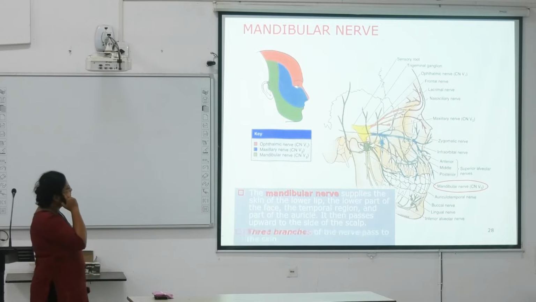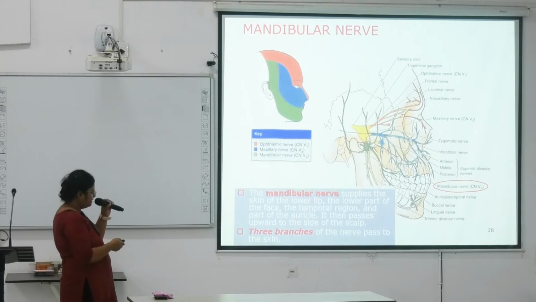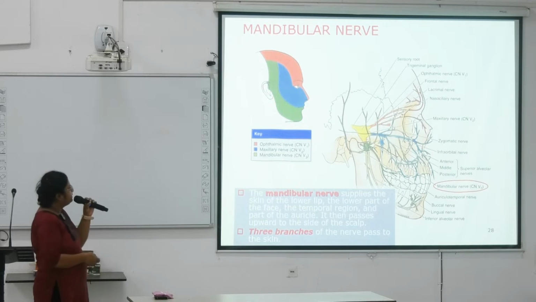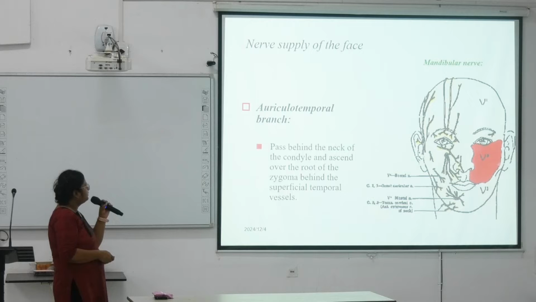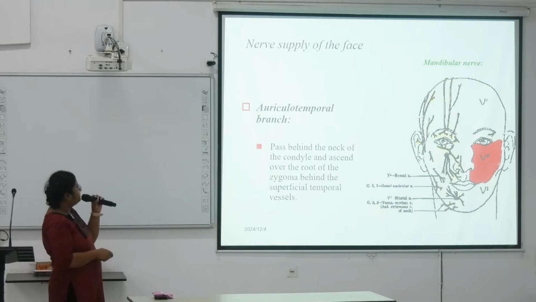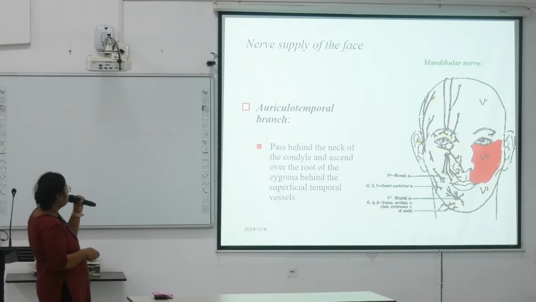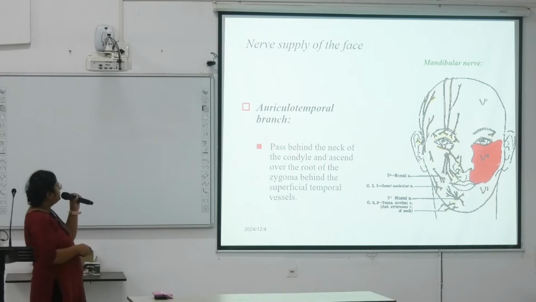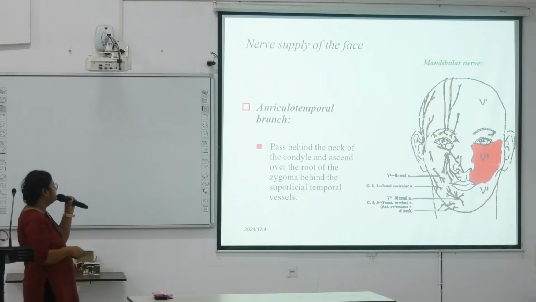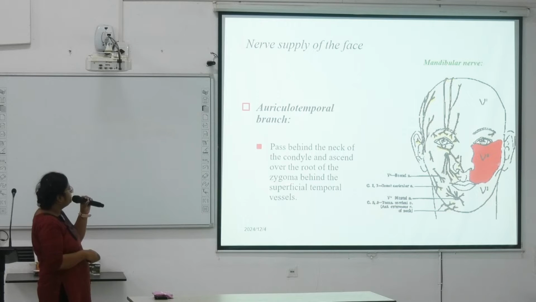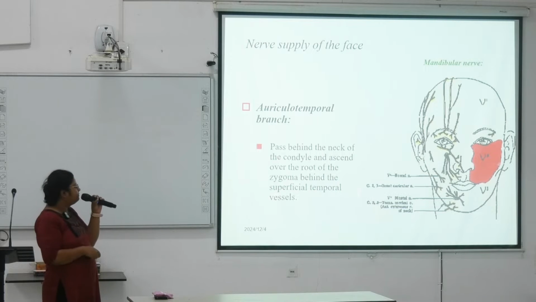Here also it gives three branches of the nerve that pass to the skin. First is the auriculotemporal nerve. It passes behind the neck of the condyle of the mandible and ascends over the root of the zygoma behind the superficial temporal vessels. During face dissection, you will see this auriculotemporal nerve and the superficial temporal vessels lying together.